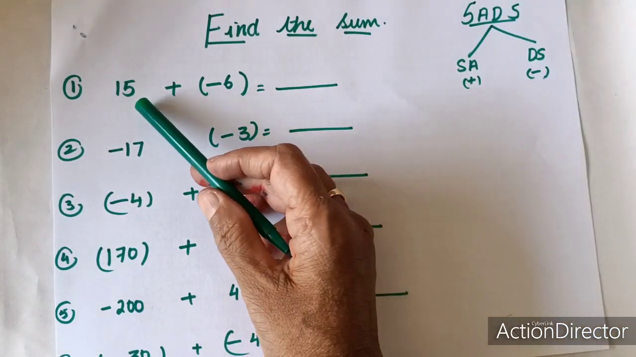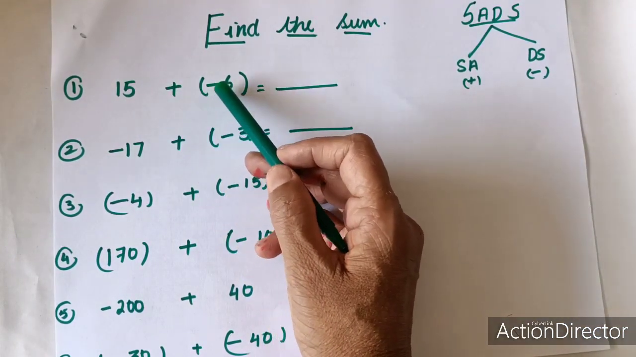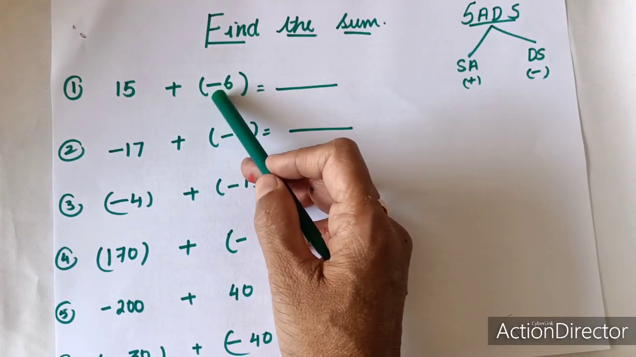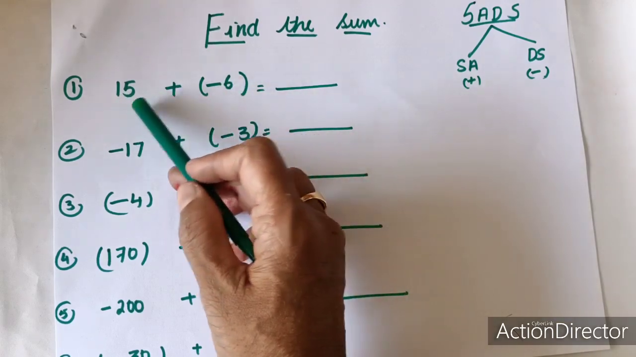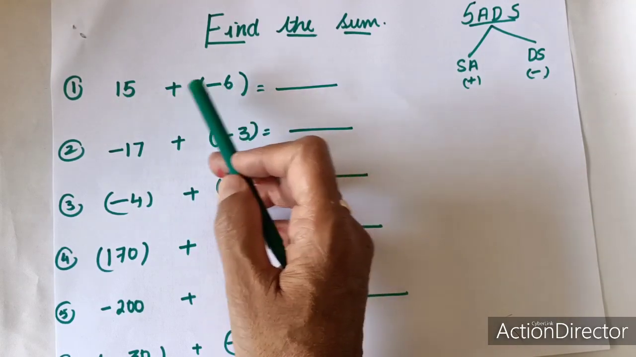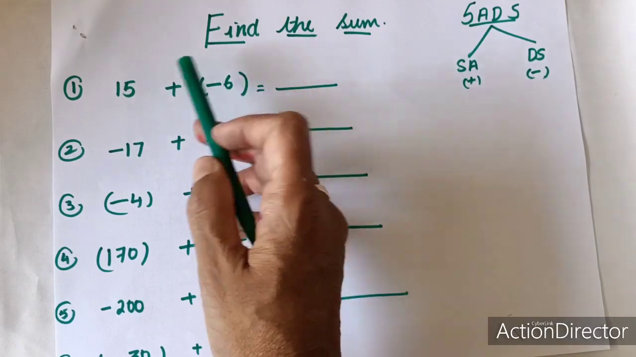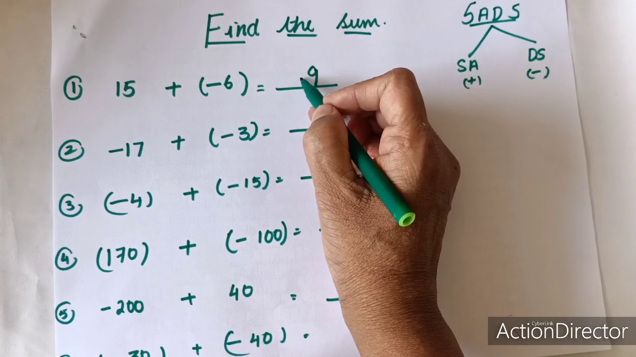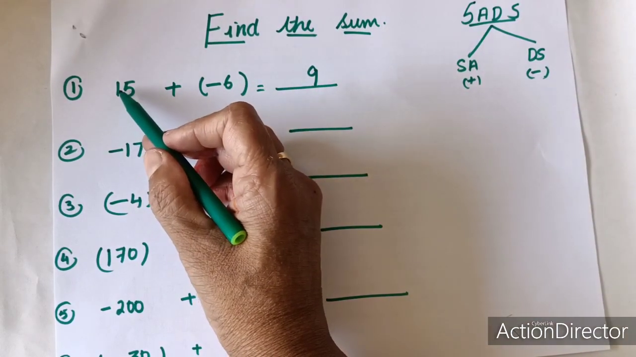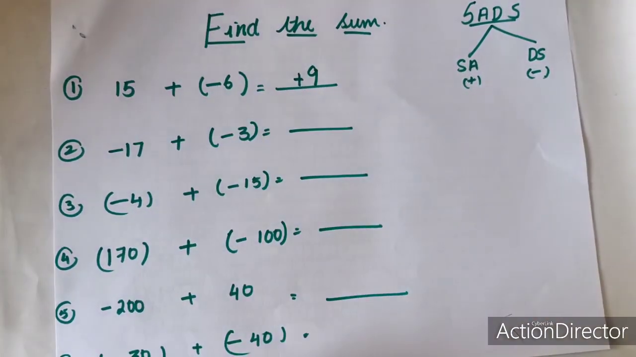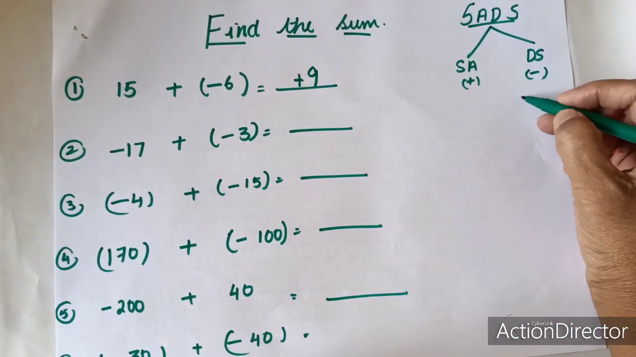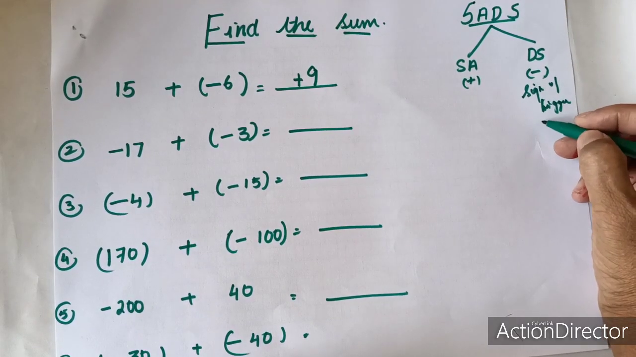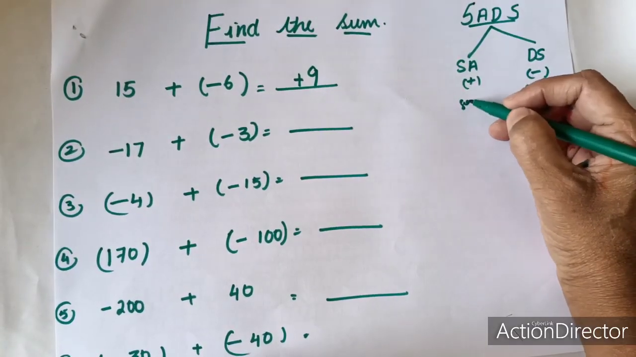Now 15, you are having addition. 15 plus minus 6. 15 has the positive sign and the second number 6 has the negative sign. So it is a different sign. When you say different sign, we have to subtract the magnitude of the numbers. 15 minus 6 is 9. What is the sign? The sign of the bigger number. What is the bigger number? 15. So it is a plus sign. Write "sign of bigger number" in your rough column every time, so you will remember.